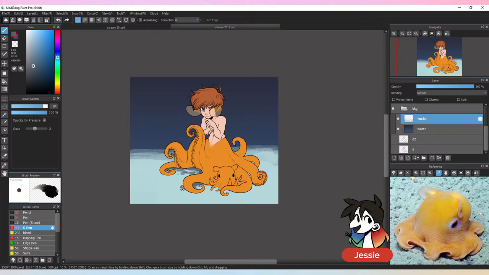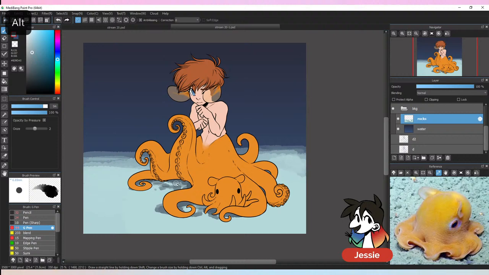Why am I doing the background first? I don't know. I just started doing it. I probably should be working on the actual illustration first, but oh well. Now I'm just kind of feeling in this background a little bit.